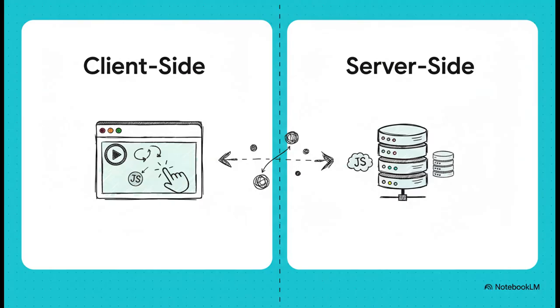So where does JavaScript live? Well, it kind of has two homes. First, there's the client side, which is just your web browser. That's where it handles all the fun stuff you see, the animations, the forms, the user interactions. But it can also run on the server side, doing the heavy lifting in the background, like managing databases, handling files, and dealing with security. This ability to work on both the front and back end is what makes it so incredibly powerful.